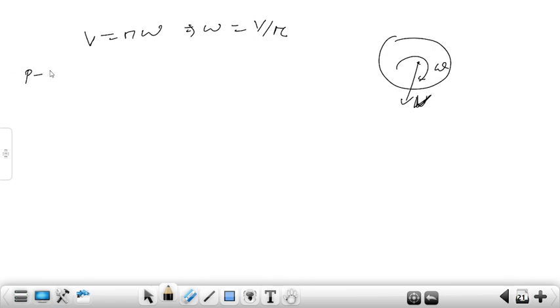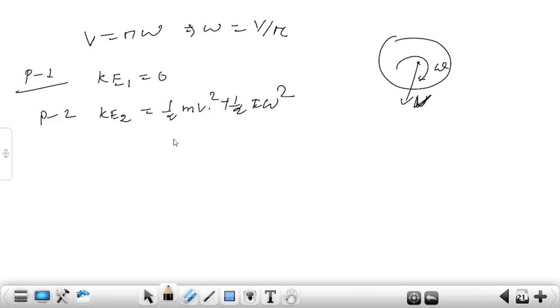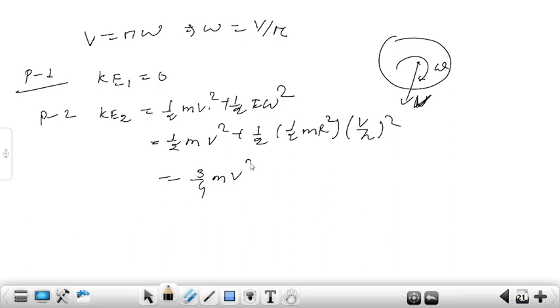So at position 1, kinetic energy is equal to 0, and the cylinder has just fallen through the distance. So kinetic energy at position 2 is equal to half mv square plus half I omega square, the rotational energy. So half mv square plus half I omega square, where I is half mr square, the moment of inertia of the cylinder, and omega is equal to v by r. So by solving this, we get 3 by 4 mv square.